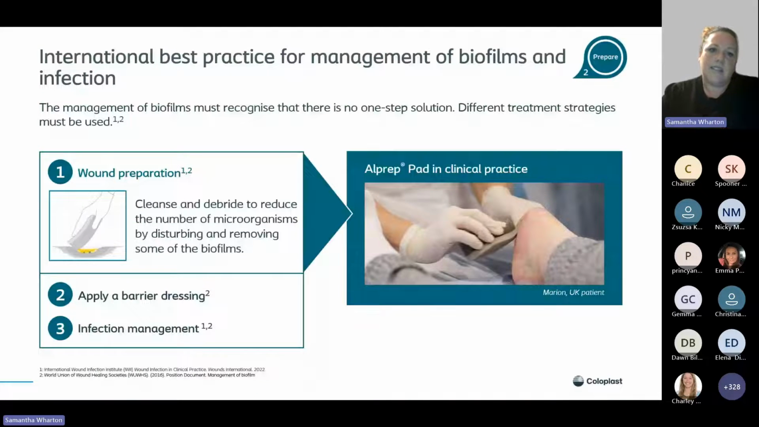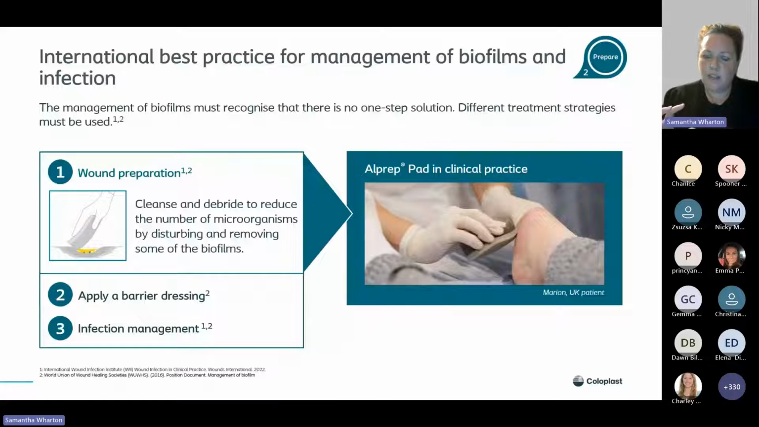For international best practice management for biofilm, it's recognised that it's not a one-step solution, but it was also recognised that the first step is wound preparation: to cleanse and debride, to reduce the number of microorganisms by disturbing and removing some of those biofilms. Like I said, within Coloplast we have All Prep Pad, and we've got a lovely photo there of someone's foot being cleansed and debrided with the All Prep Pad.